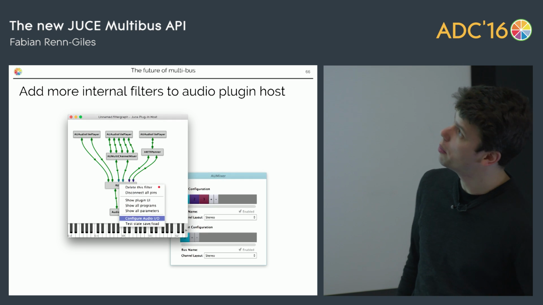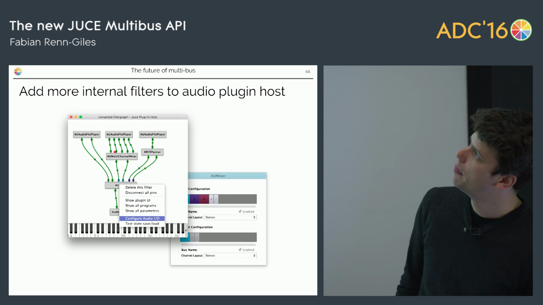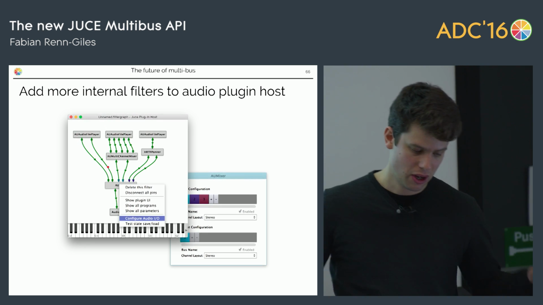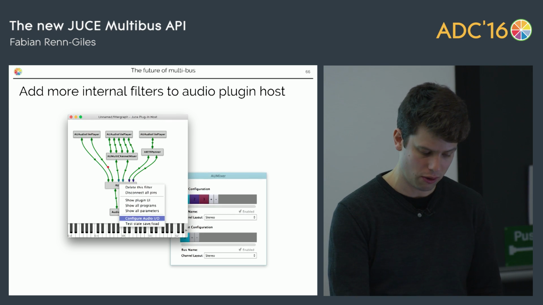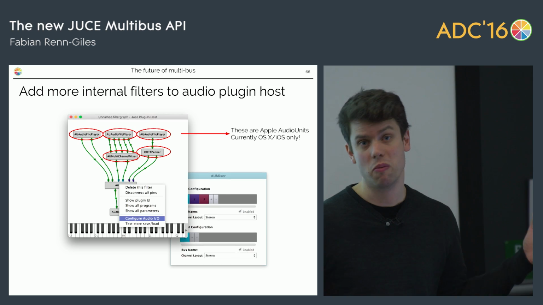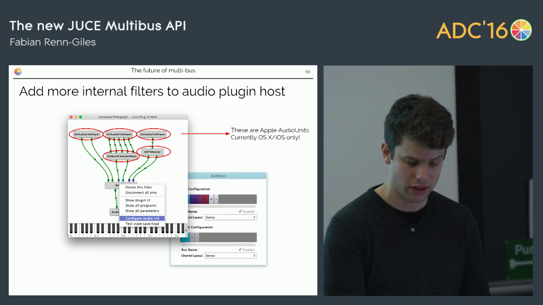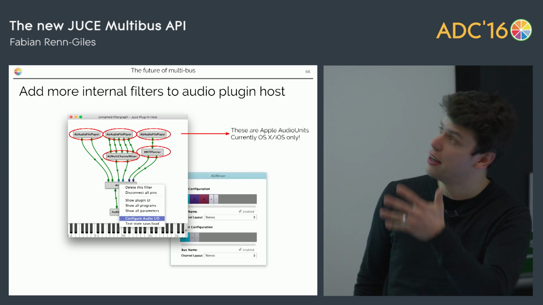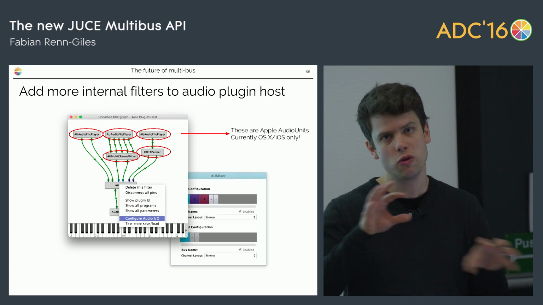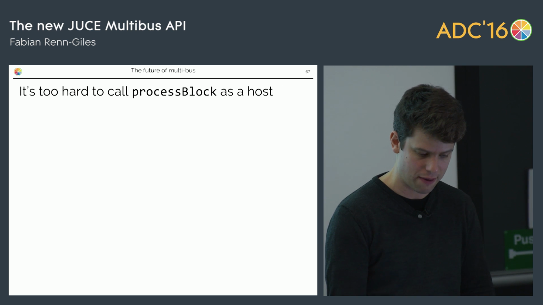This is what we would have ended up with, a kind of a little complex graph where we have multiple buses involved. This is really only possible in OS X currently because of the Apple audio units, the set of useful audio processors, and we want to have an equivalent thing in JUCE so that we have some useful basic audio processors to build up these complex graphs.